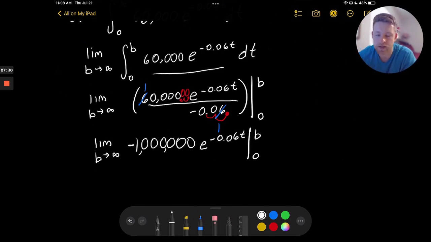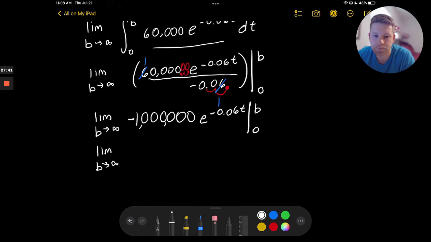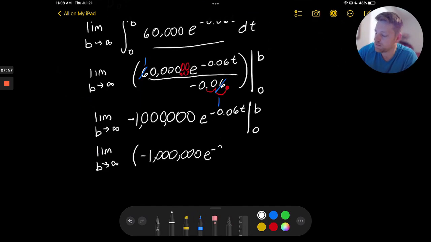Now let's go ahead and evaluate our integral, and then we'll take a look at the limit. So we still have that limit as b goes to infinity. We'll first evaluate at b. So that will be negative 0.06 times b, minus negative 1 million times e raised to 0 times negative 0.06. That exponent is going to be just 0.